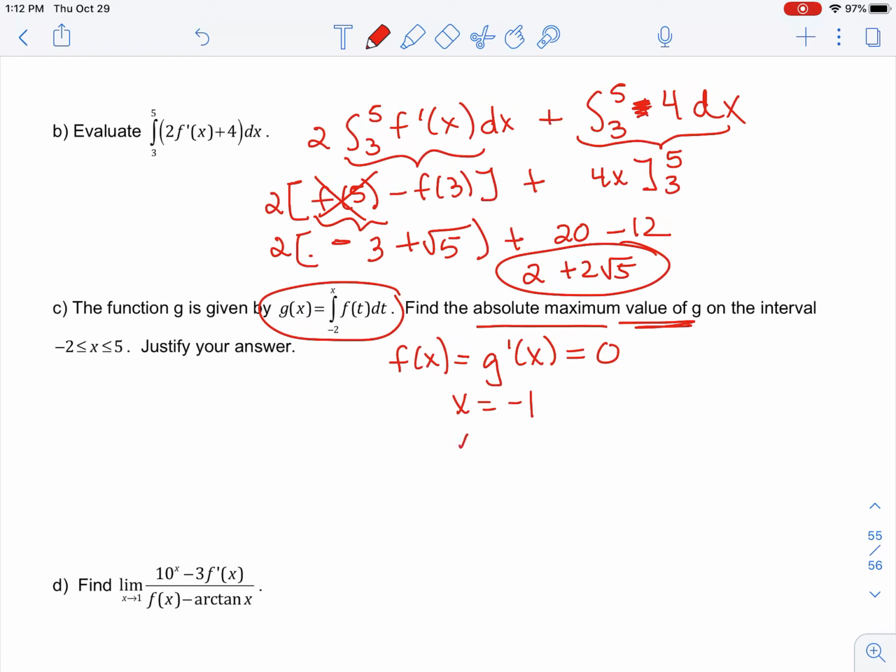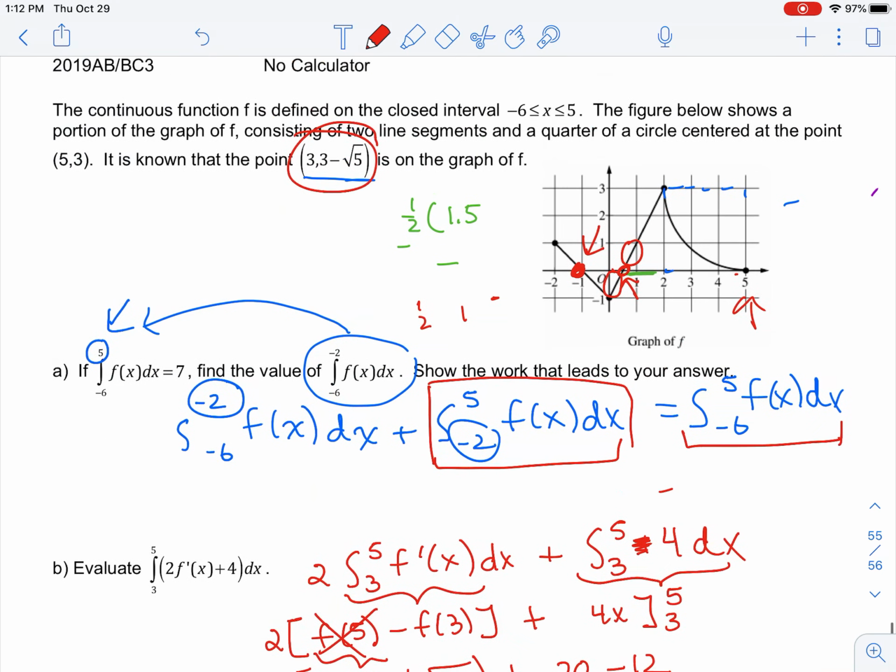And then what else do we check? We always check endpoints, which are negative 2 and 5. And then for absolute, we take these and plug them back into the original. So I need g of negative 1, g of negative 2, and g of 5. And the biggest number will give me my max. So let's start with g of negative 1. I'm going to plug in negative 1 here. So that will be the integral of f of t from negative 2 to negative 1. And let's see what happens.